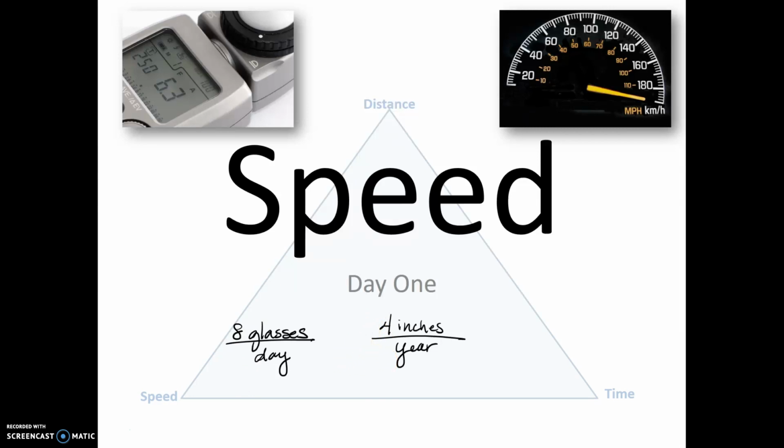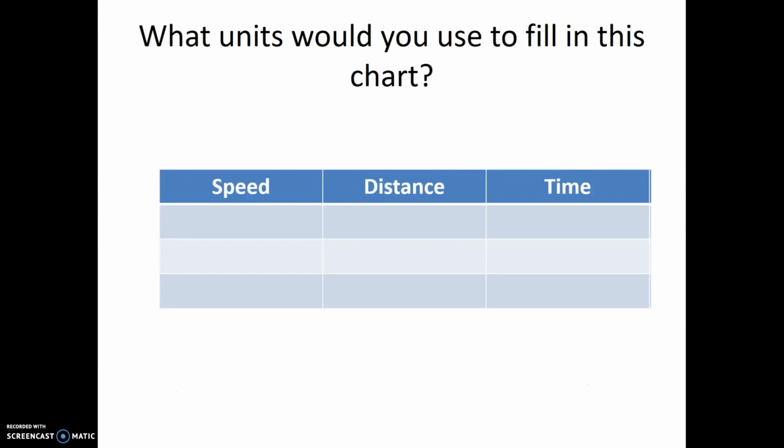Like I said before, speed is a special kind of rate that compares distance to time. Let's take a look at this chart and brainstorm some units we might fill in. We're going to start over here on the right, which is a little weird, but that's okay. If we're talking about time, we could use minutes, hours, or even seconds. If we're talking about distance, we could use miles, kilometers, or even feet, inches, or centimeters.